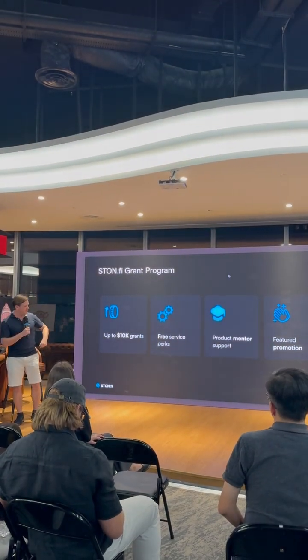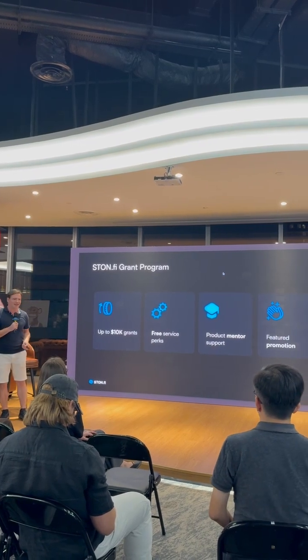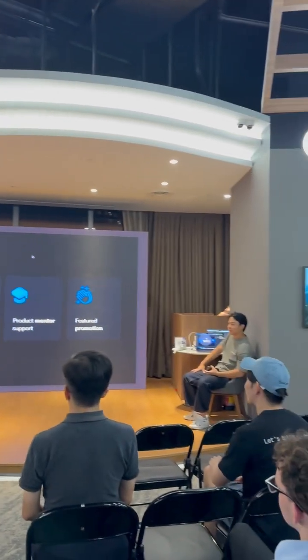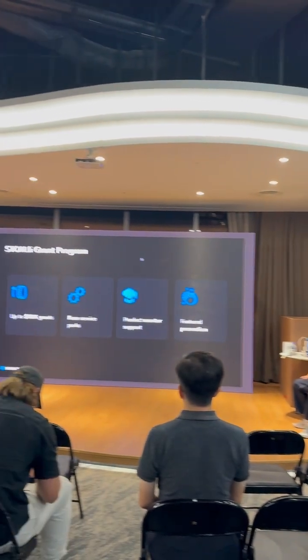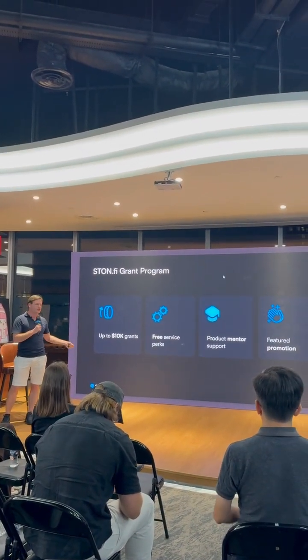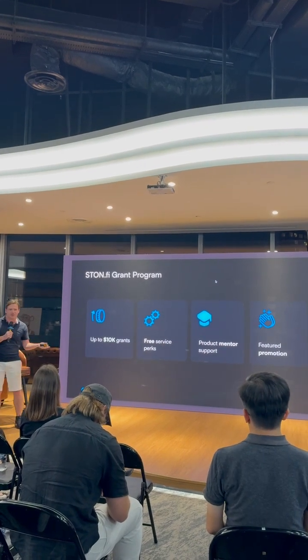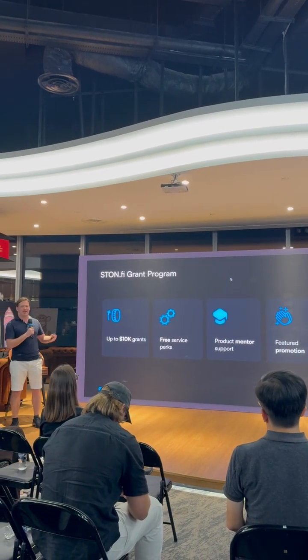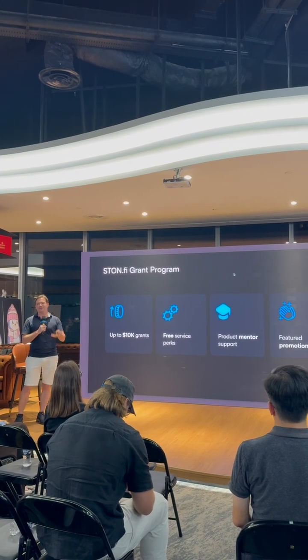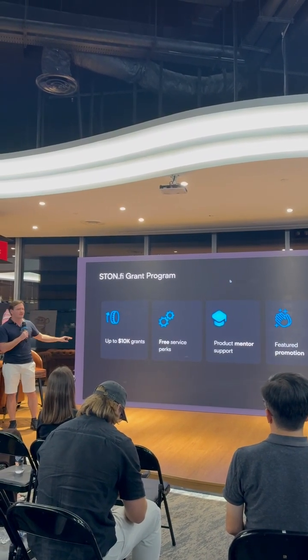And last but not least, we do have a grant program, and I know there's a few grantees in the audience. So we do give up to 10K for grants. We also have free service perks from partners. So for example, you get free GitHub Enterprise, you get free subscription with them. We got like $500 credit to Fireflies if you use AI for calls. So we have different service partners.